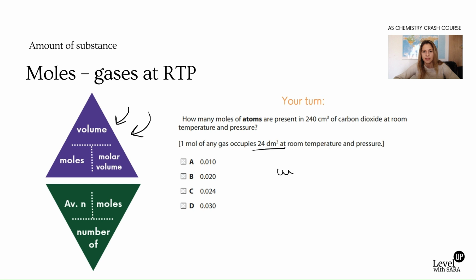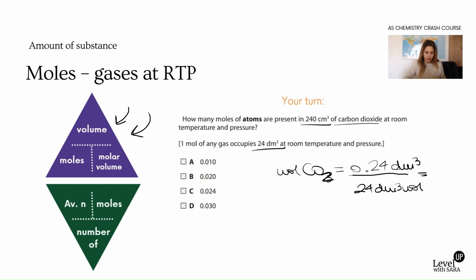We can find the moles of what we have the volume of: carbon dioxide. You can also highlight the important things that you're given in the question, so carbon dioxide. Moles of carbon dioxide would be 240 centimeters cube. Remember, the volume is always in decimeters cube, they have to match. So it would be the volume 0.24 decimeters cube, converted by dividing by 1,000, divided by 24 decimeters cube per mole. Let me just double check that. 0.24 divided by 24 is 0.01 moles.